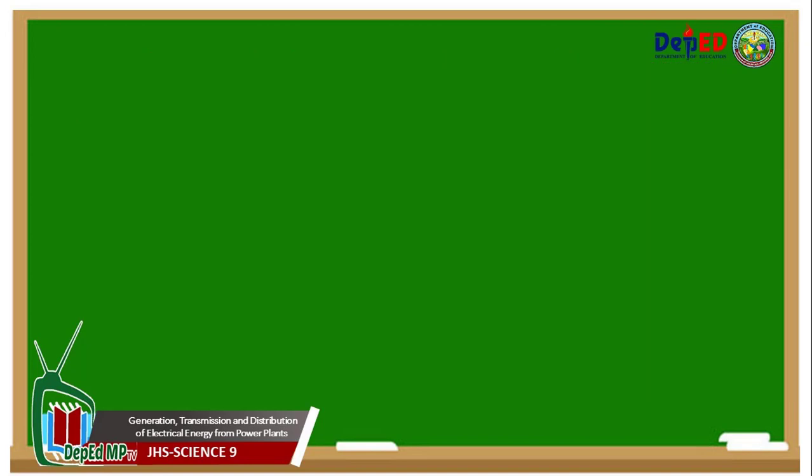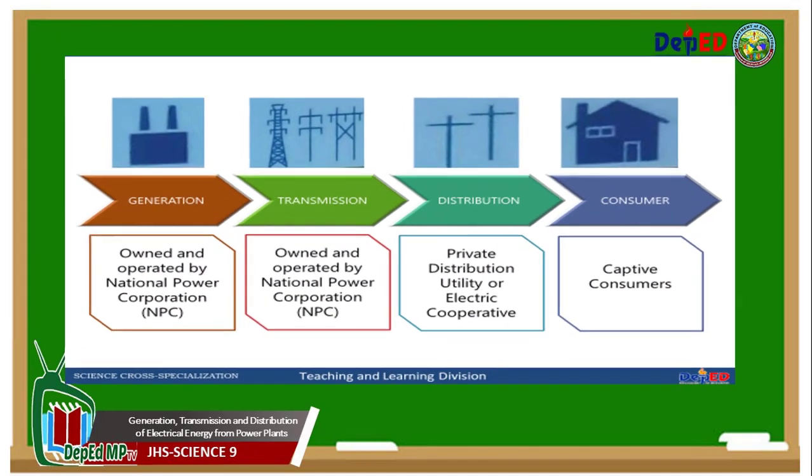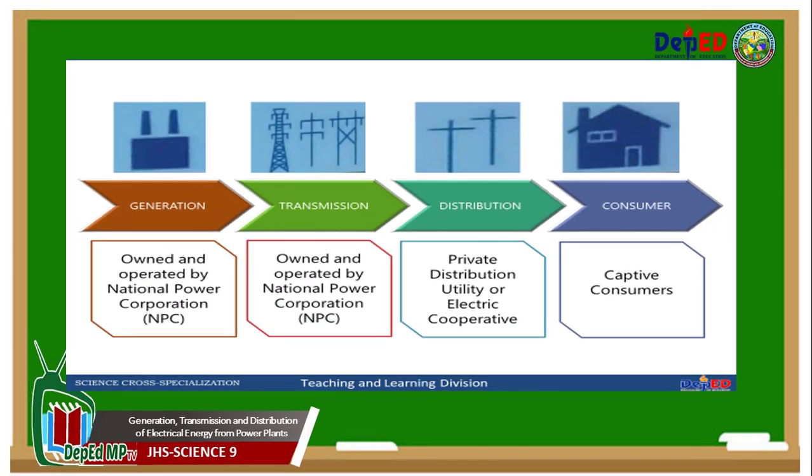So here is a flowchart. Generation and transmission are owned and operated by National Power Corporation, while the distribution is managed and operated by a private distribution facility or electric cooperative. Here in Mountain Province, we have the MOPRECO, or the Mountain Province Electric Cooperative, who are responsible for distributing the electricity to our houses. So we are the consumers.